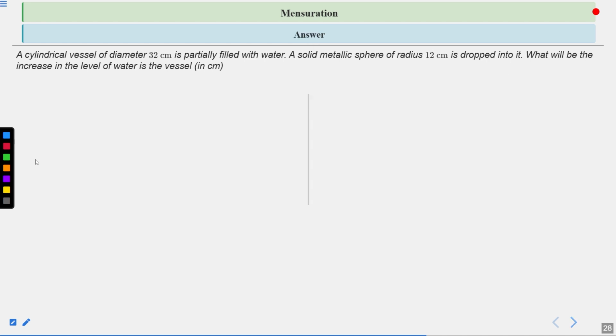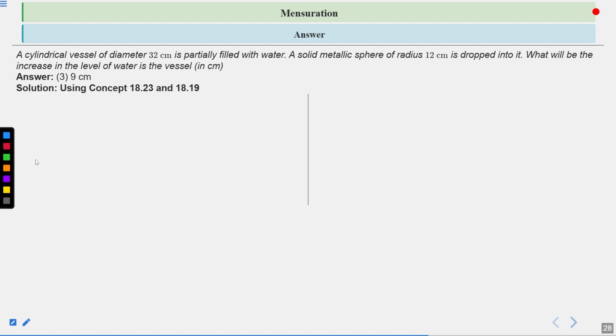The question says that a cylindrical vessel of diameter 32 centimeter is partially filled with water. We can calculate the volume of the cylinder by using the formula pi r square h. Now the question says that a solid metallic sphere, whose volume we know is 4 by 3 pi r cube, and the radius is given, which is 12 centimeter, is dropped into the cylindrical vessel. The question is, what will be the increase in the level of water in the vessel in centimeter? So we can calculate it. The correct answer of this question is the third one, which is 9 centimeter.